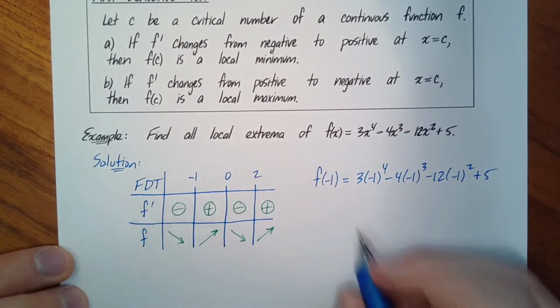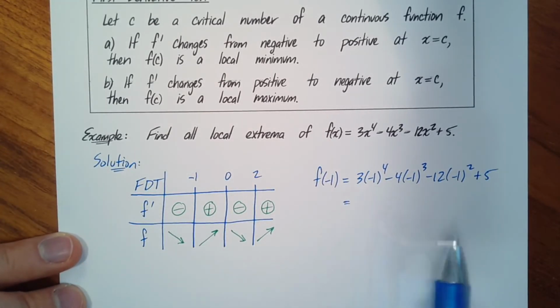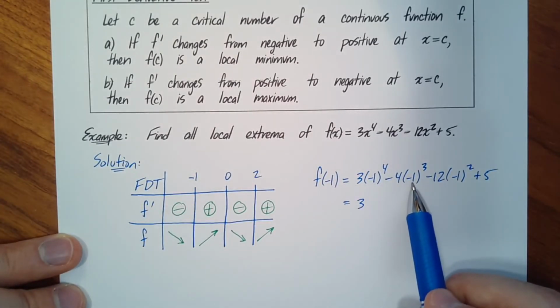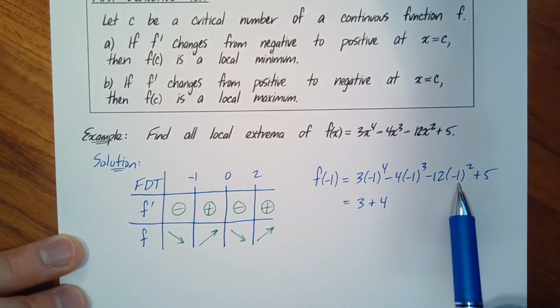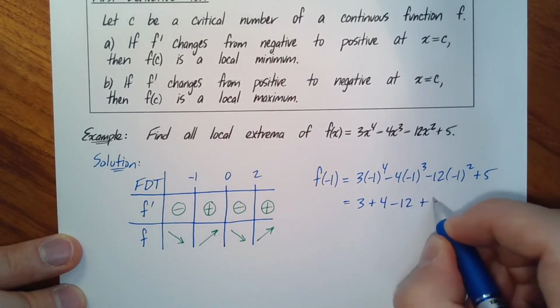So what you end up getting here, if I clean up some of the brackets, -1 to the 4 is just +1. So this will just be 3. -1 cubed is -1. Multiplied by -4, you get +4. So it's 3 plus 4. -1 squared is just +1, so this is going to be minus 12, and then plus 5.